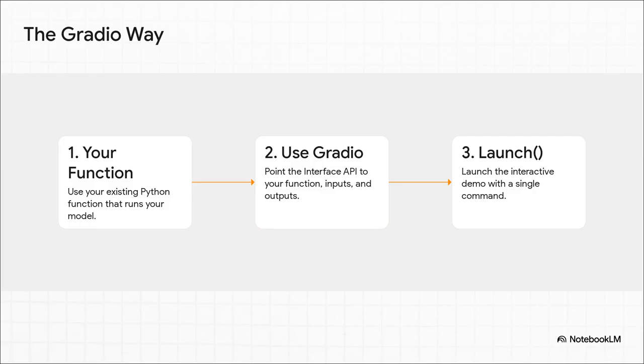It's almost ridiculously simple. You're basically looking at 3 steps. 1, you have your Python function that runs the model. 2, you just tell Gradio about that function, what goes in, like an image, and what comes out, like text. And 3, you just type the launch function. That's it. A full web UI just pops up.